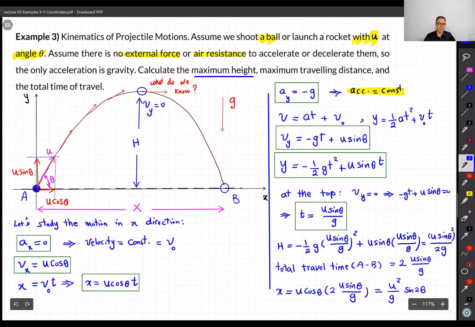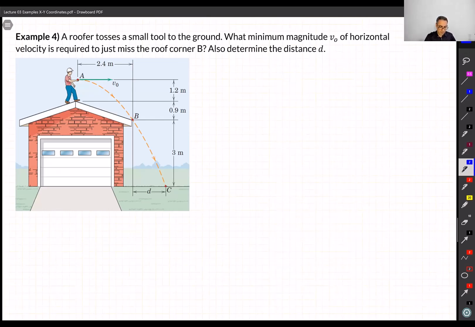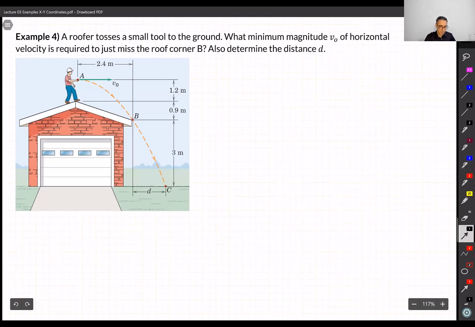Is there any question, guys, here? I can stop so we can check if you have a question. If not, okay, let's move on to the next slide. This is an example with some numbers. I'm going to let you read and think about how it can be solved.